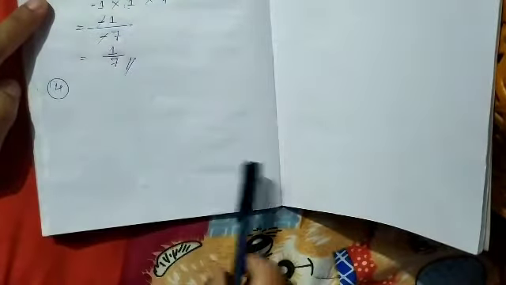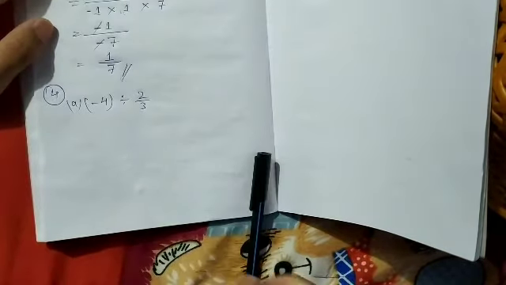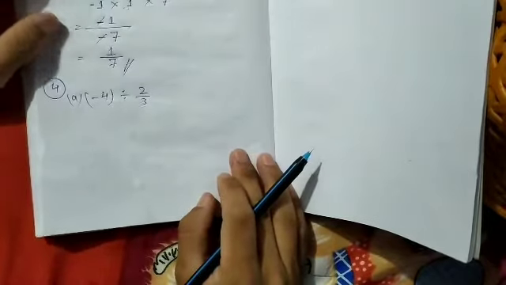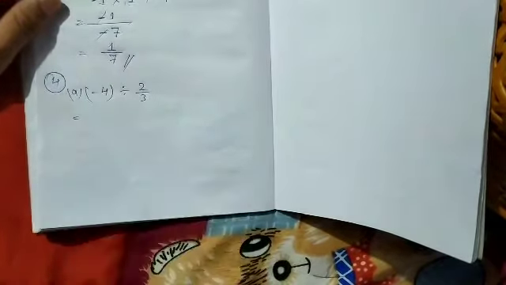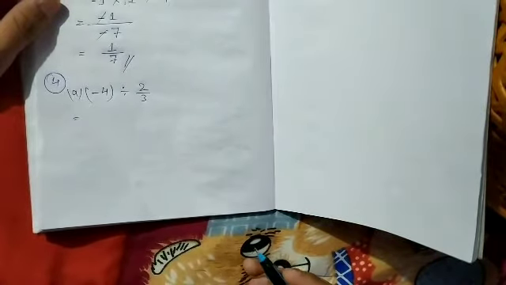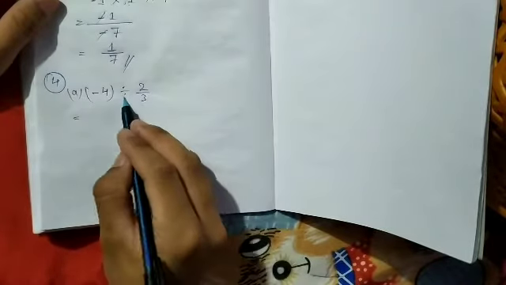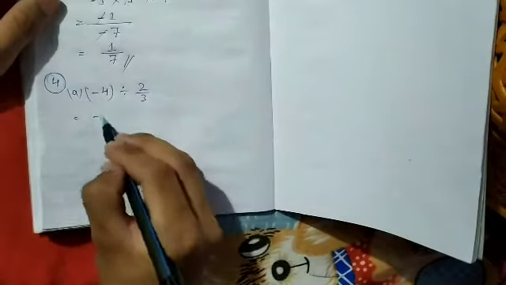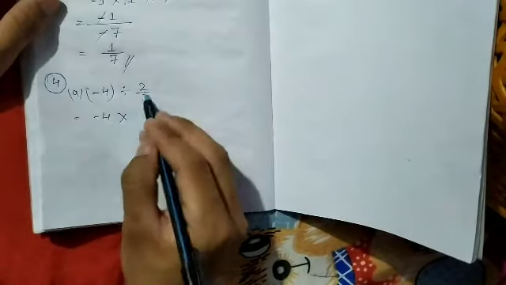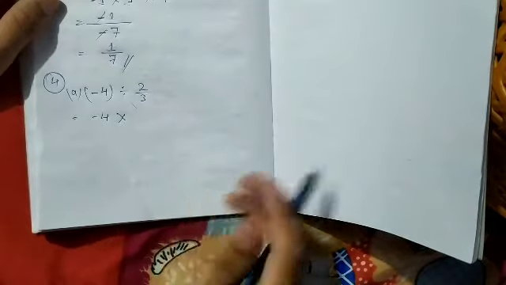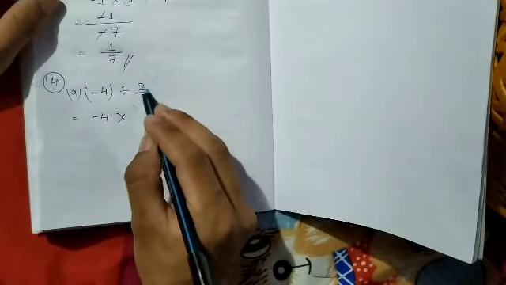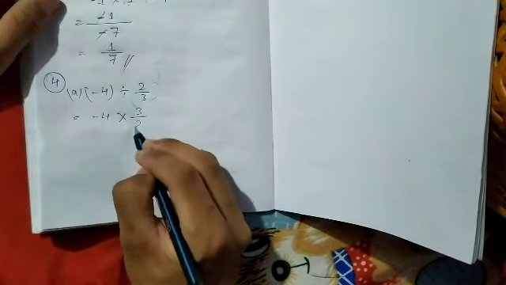Question number 4 is: find the quotient. It means it is division, so we have division here. Question A is minus 4 divided by 2 by 3. What is the first step? We'll make this division as multiplication. While making that, the latter one we will write its reciprocal, right? That means this will go up, this will come down, so it will be 3 by 2.